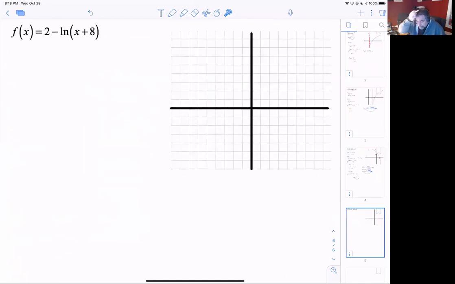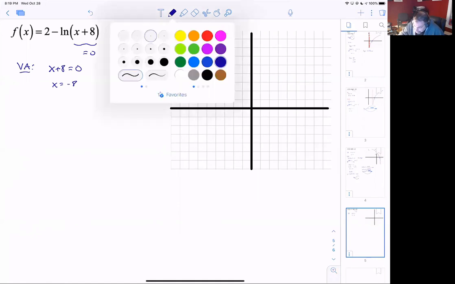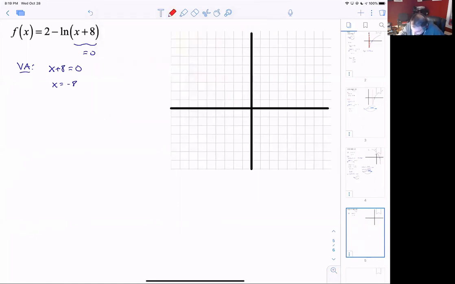Okay, so on this one, we've got 2 minus the natural log of x plus 8. Here's my suggestion to you guys, at least at first, until you get more used to it: start the same way and find out what makes that inside 0. Find that vertical asymptote. To me, that's the key to graphing these logarithms. So we're going to do x plus 8 equals 0. That's going to get us x equals negative 8. And that is where the asymptote is going to lie. So I'm going to put negative 8 right here, and I'm going to make that an asymptote.